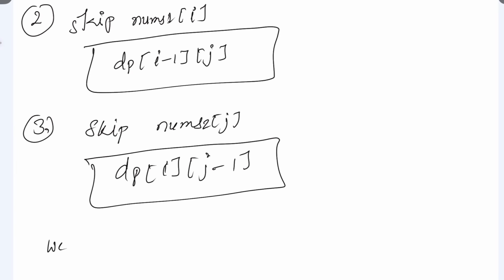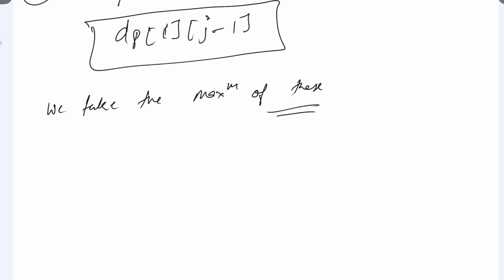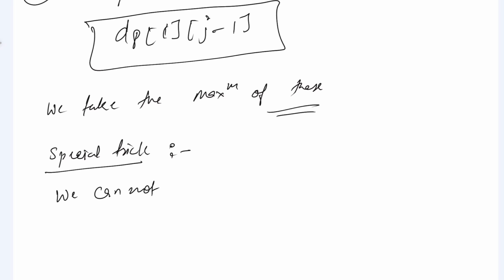What can we say? We take the maximum of these, correct? So what is a special trick? Let's build a special trick. We can say we cannot allow empty subsequences.